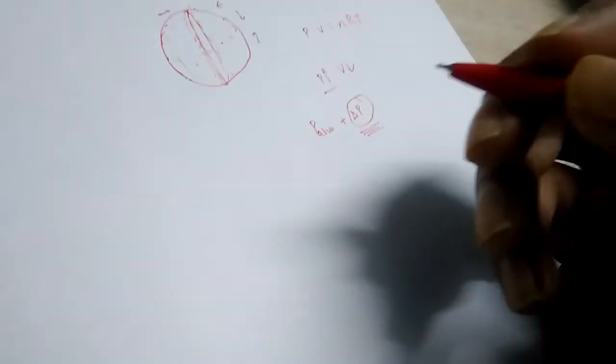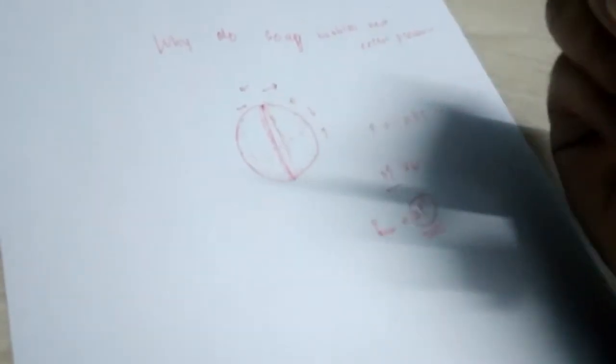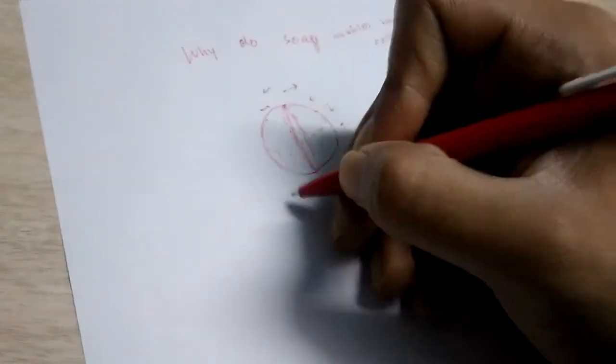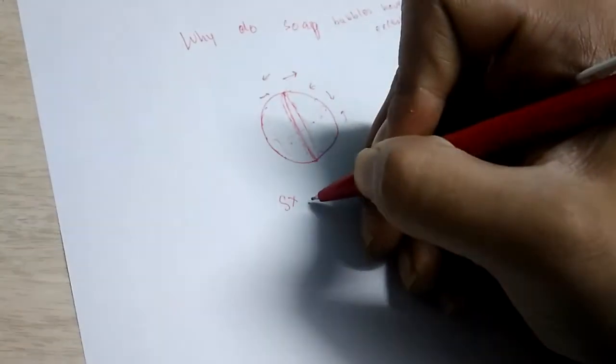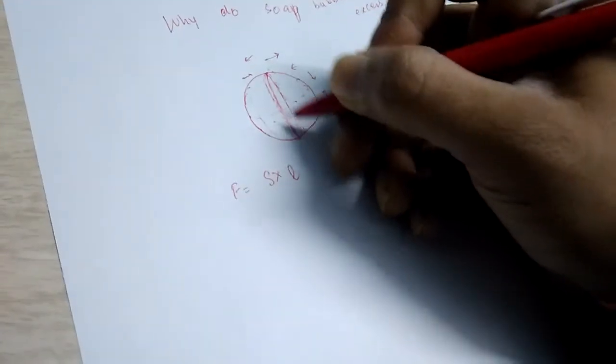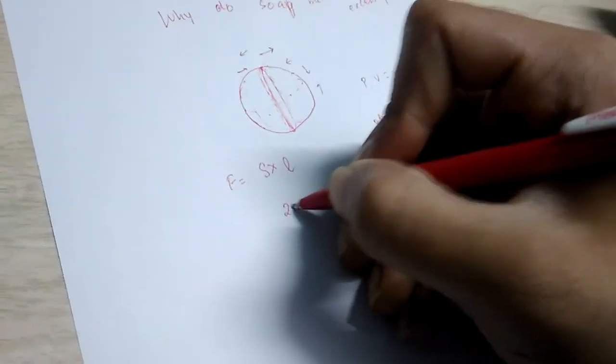Now just imagine the middle line, or perhaps the line just towards the left of this middle line. So what's going to happen here? It's going to be attracted towards the right. The simple answer. But with what force? Now you know that surface tension force is given by S times L, right? And the length of this whole circumference is going to be 2 pi r.